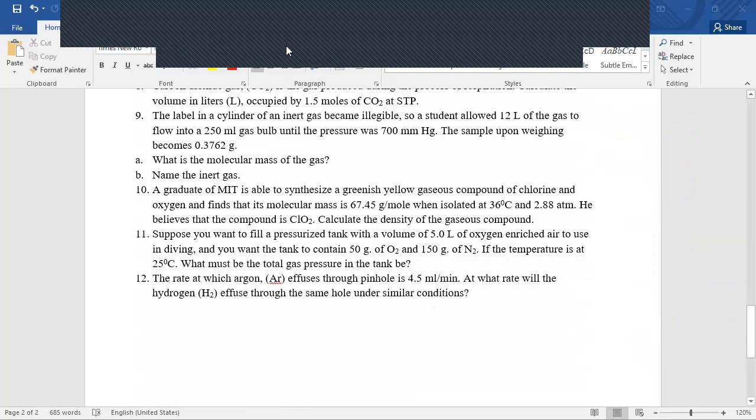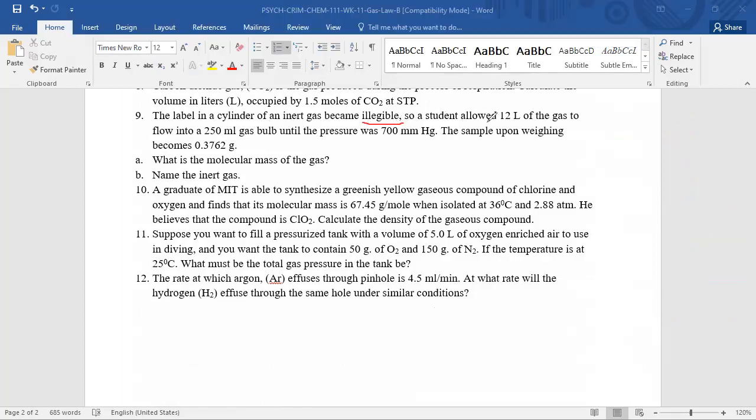Ayan, excited na kayo. Malapit nang matapos. 9. The label in a cylinder of an inert gas became illegible. Hindi na raw mabasa. So may isang estudyante na inalaw yung 12 liter of gas na mapunta dun sa 250 ml gas bulb until the pressure was 700 mmHg. The sample upon weighing becomes 0.3762. Anong tinatanong? Molecular mass of the gas and the name of the gas.